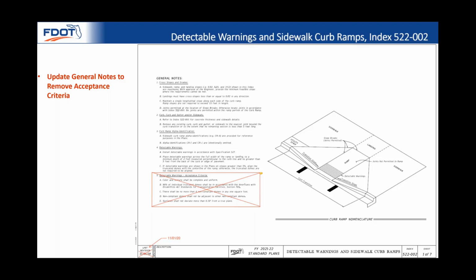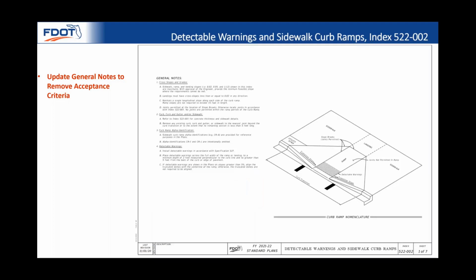In addition, the material requirements were moved to a new Division 3 section 976 surface treatments. These updates were part of the July 2021 standard specifications for road and bridge construction. Therefore, we deleted General Note 5, detectable warnings acceptance criteria, to prevent duplicate information within the spec in standard plans. Here is the new sheet 1 of 7 with the General Note 5 deleted.